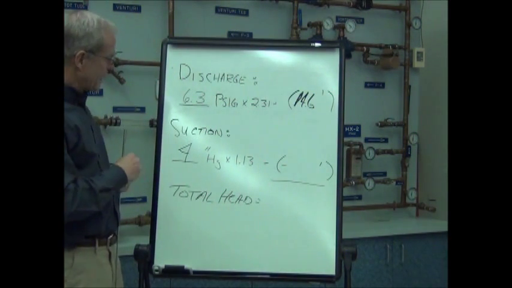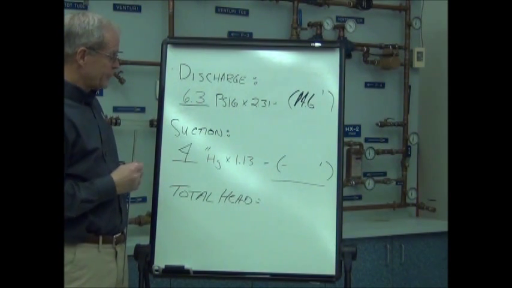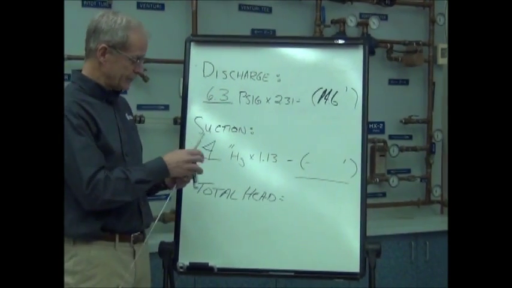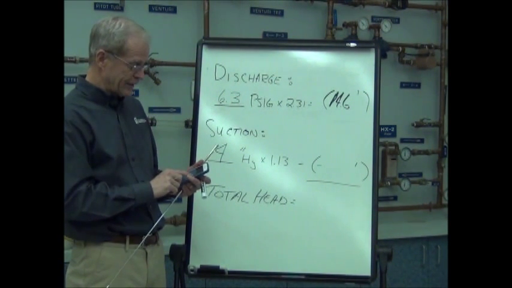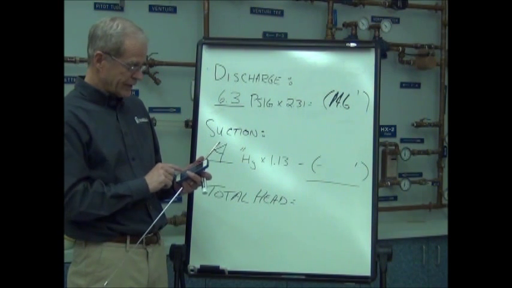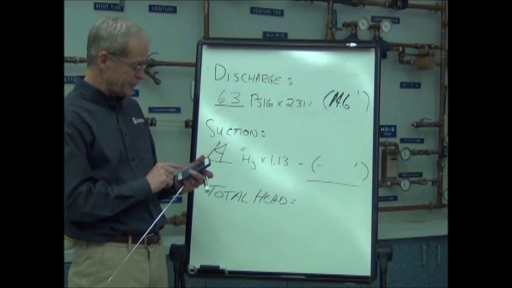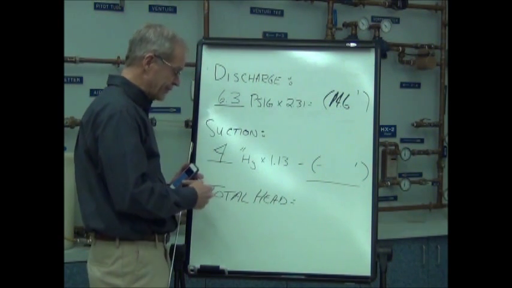Now on the suction side, when we convert inches of mercury to feet, the multiplier is 1.13. So we've got 4 inches of mercury on the suction side times 1.13. That's 4.5 feet.